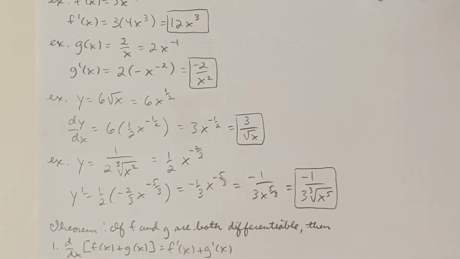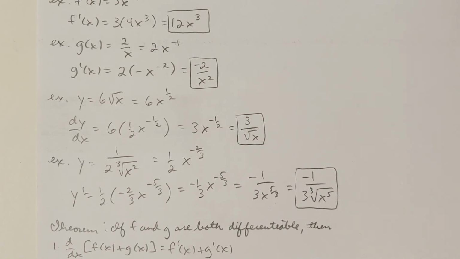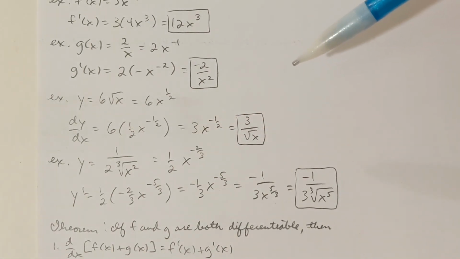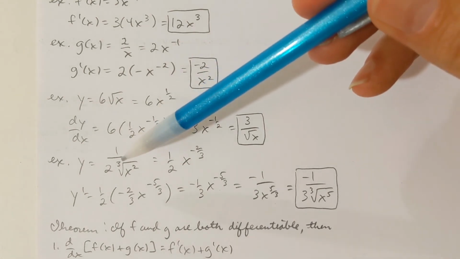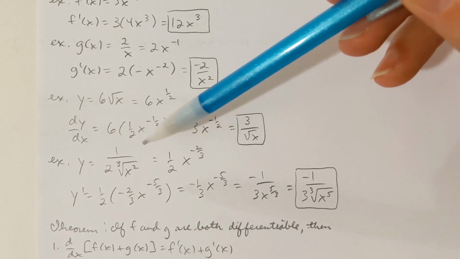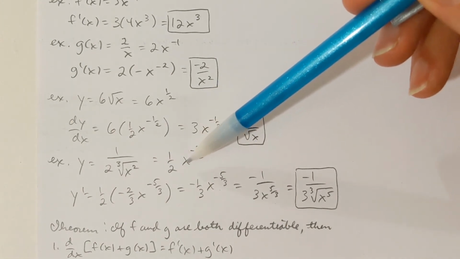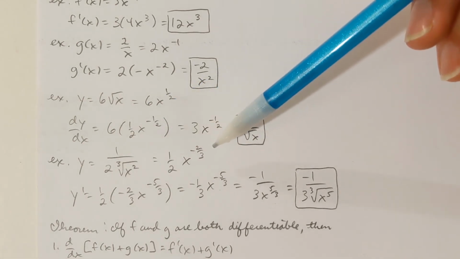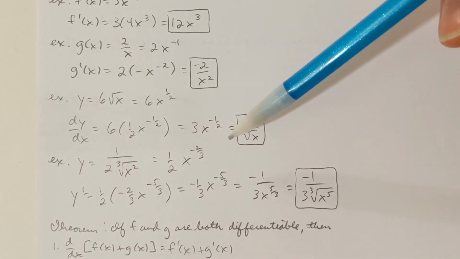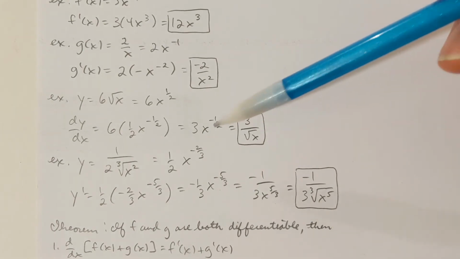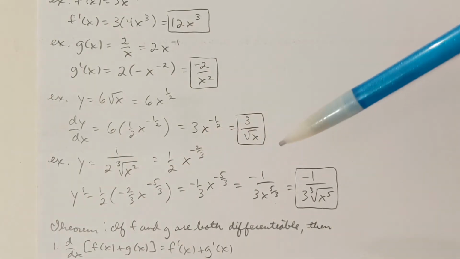Here's another one. y equals 1 divided by 2 times the cube root of x squared. So I'm going to rewrite that with exponential notation here. The cube root of x squared is the same as x to the 2/3. And 1 over x to the 2/3 is the same as x to the negative 2/3. I've got a 1/2 in front of that. And now I'm ready to use the power rule. I'll leave the 1/2 alone. Bring the power down, reduce the power by 1. And negative 2/3 minus 1 is negative 5/3, right?